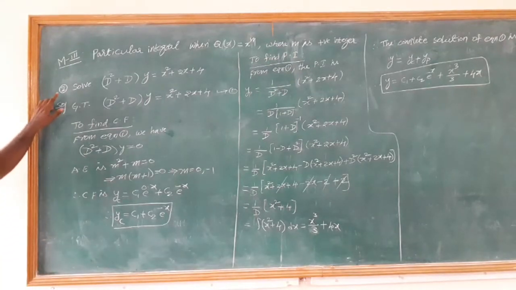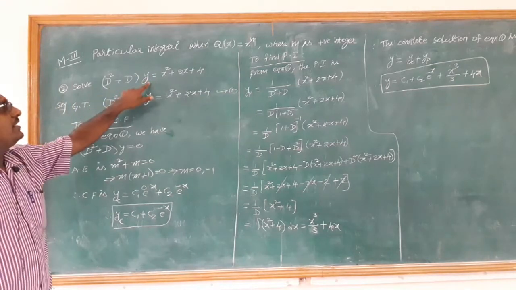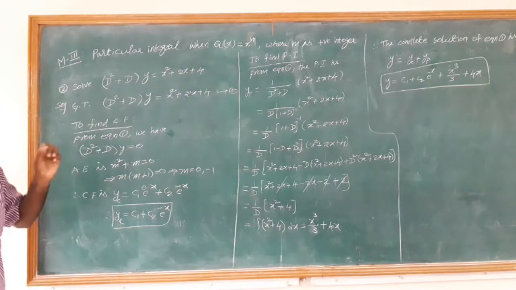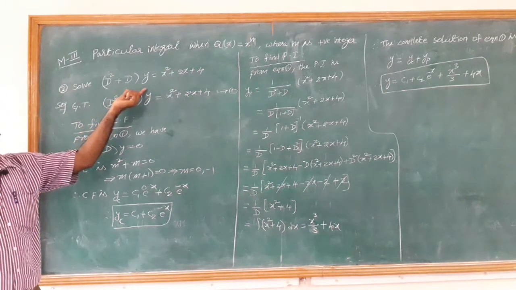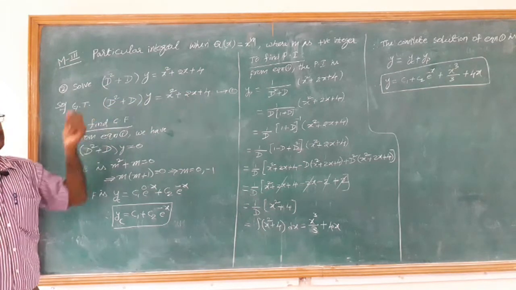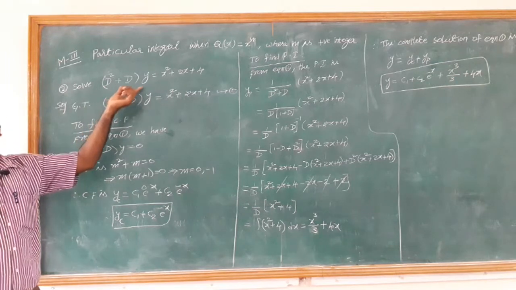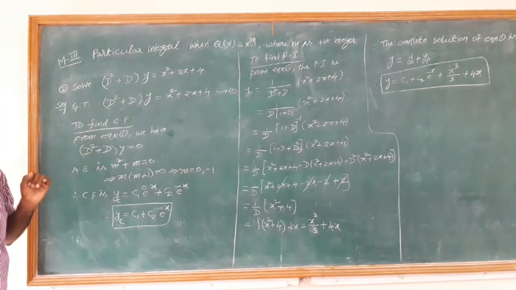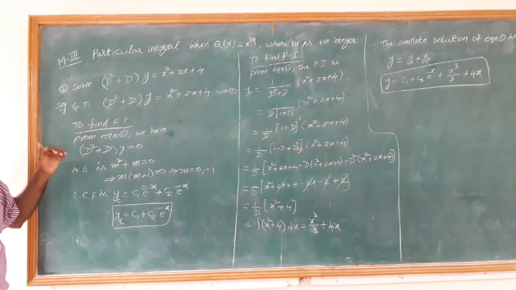Now let us see the second problem. Solve (D square plus D) of y is equal to x square plus 2x plus 4. Right? So this is also a non-homogeneous linear differential equation. To solve the non-homogeneous linear differential equation, we have to find the complementary function and particular integral. So see here how to find the CF and PI.